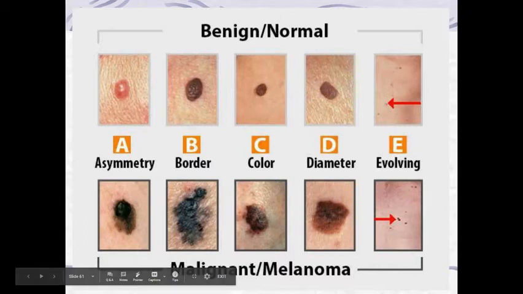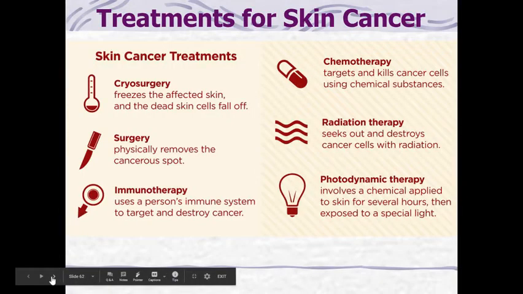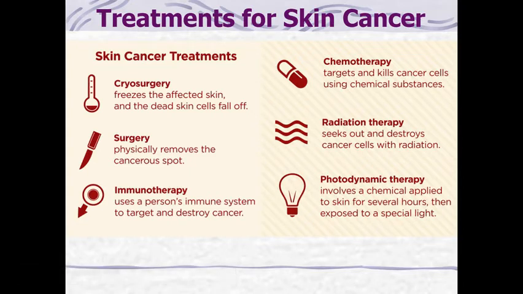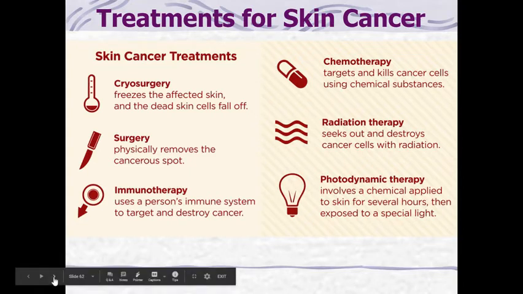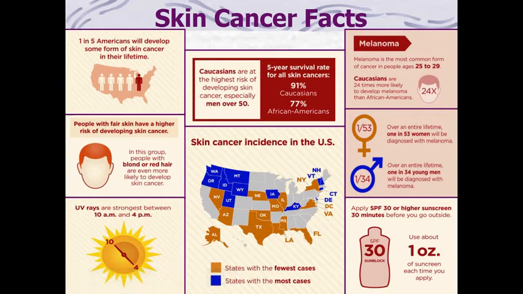So here it's just showing benign or normal on the top, and then asymmetry for those five characteristics on the bottom. This is just going through some different treatments. Treatments for skin cancer will depend on the type of cancer and the location, how far along it is in its growth, those sorts of things. And then these are just some interesting facts about skin cancer that you can look at on your own.